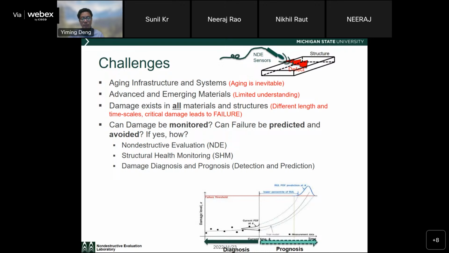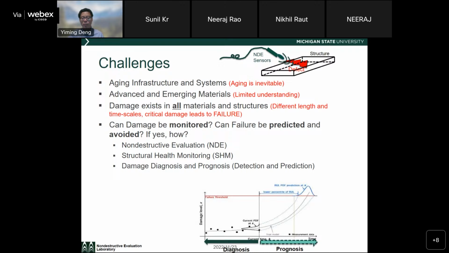So we can have a material state awareness problem, or we can have a damage index over time. And the dots here are the NDE measurement or SHM measurement, right? So you measure that and it correlates with your damage level. Hopefully, that's what we want to do. And when we are doing diagnosis, you're looking at the left half, where you are trying to understand the damage level using our NDE measurement.